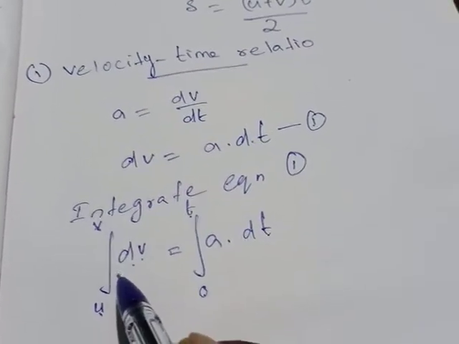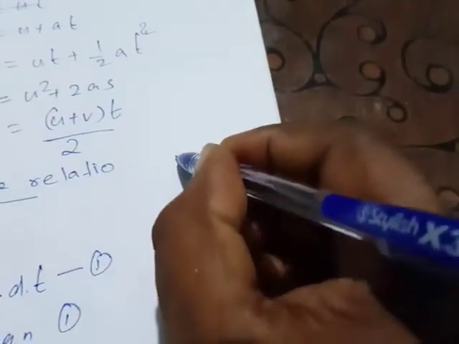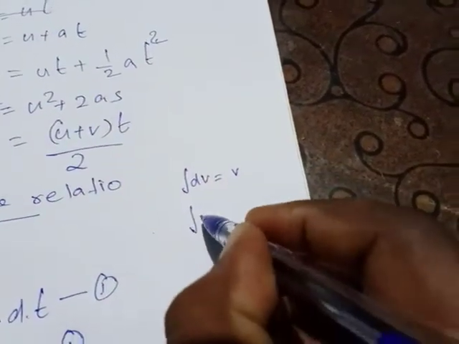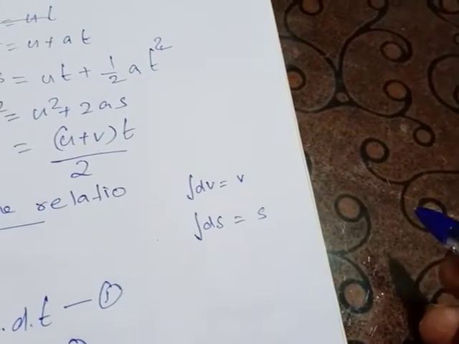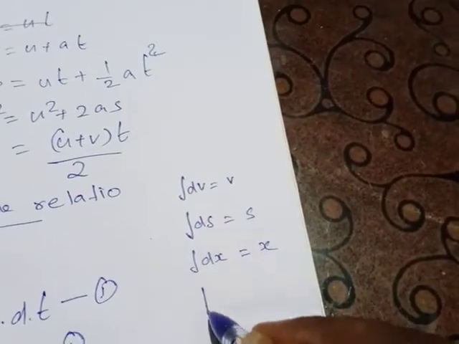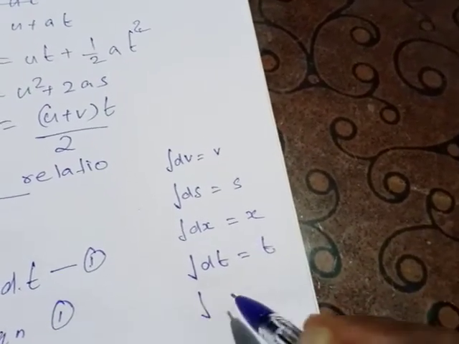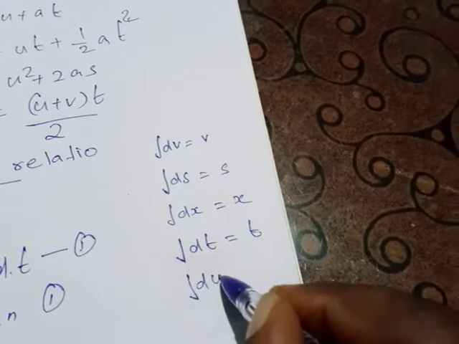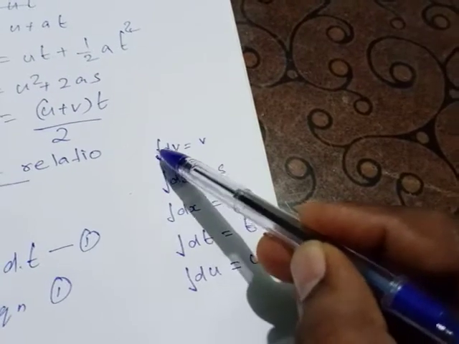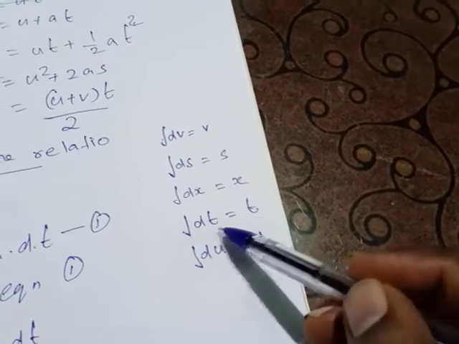Before integration you have to know some basic formulas. Integration of dv is v. Integration of ds is s. Integration of dx is x. Integration of dt is t. Integration of du is u. So integration of dv means v, ds means s, dx means x, dt means t.